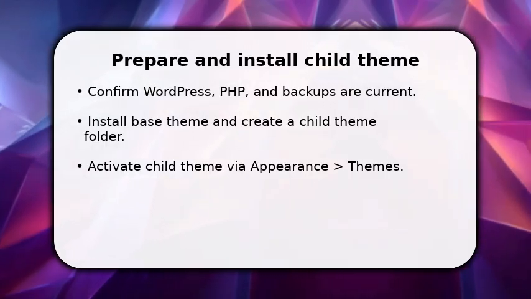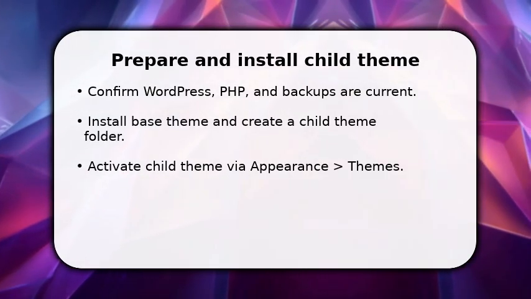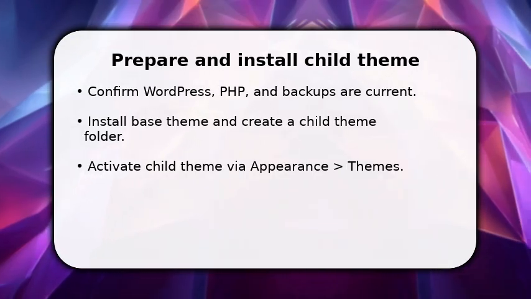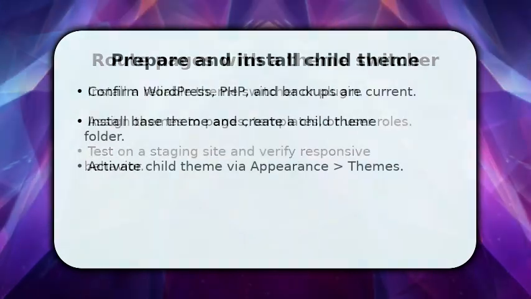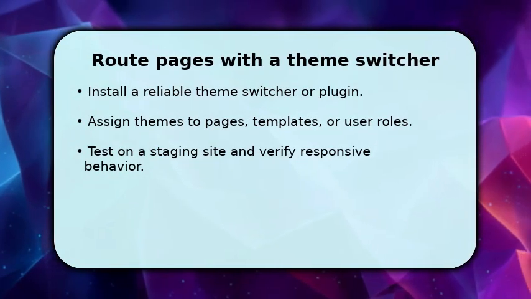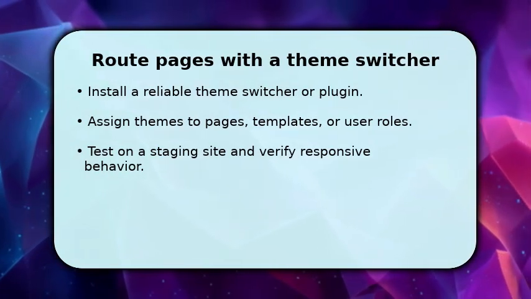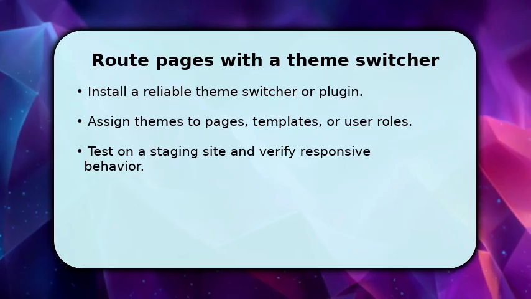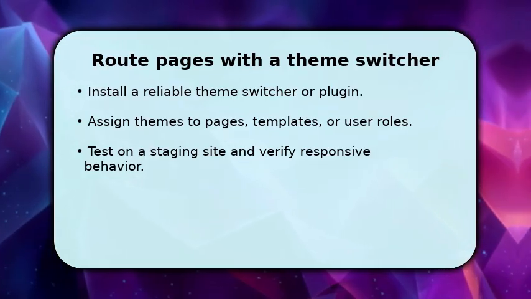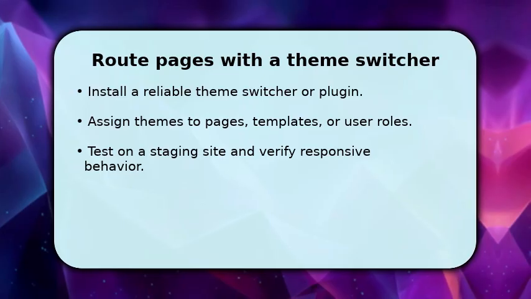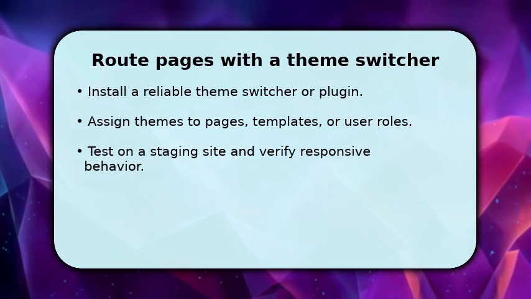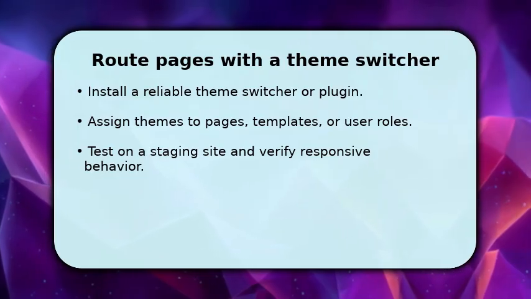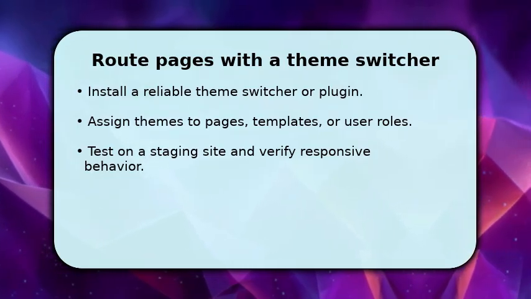This approach preserves updates for the base theme, while letting you safely add customizations specific to the secondary appearance you'll deploy. You now install a trustworthy theme switching plugin or implement custom code that detects page templates or query vars. Configure rules to assign theme A to primary pages and theme B to specific pages, templates, or user roles. Make sure the plugin supports stylesheet and template overrides.